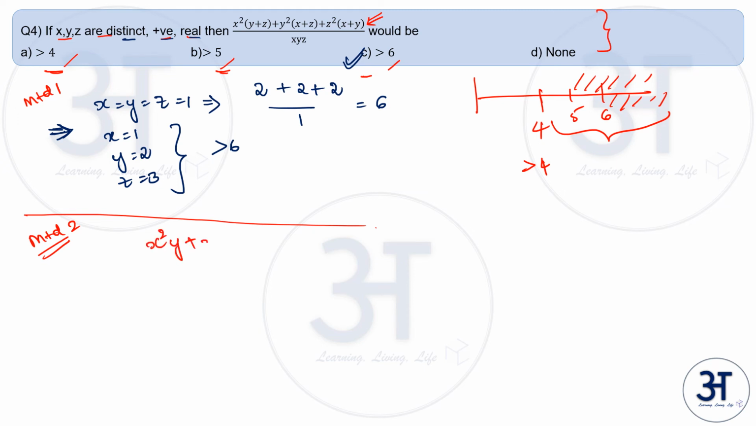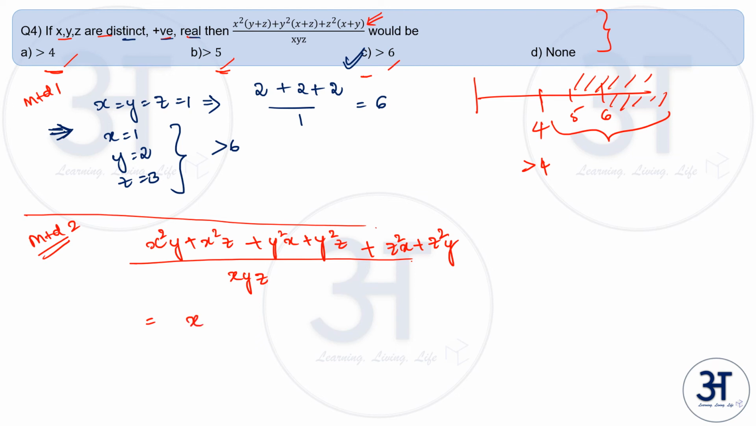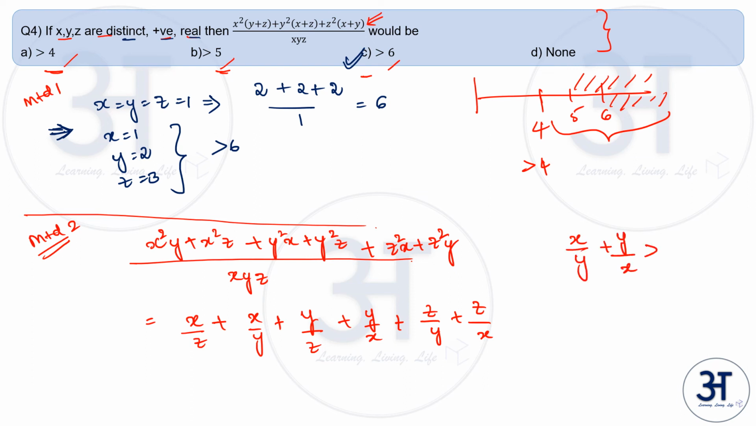x square y plus x square z plus y square x plus y square z plus z square x plus z square y, the whole divided by xyz. So if you break each term, it gives you x by z plus x by y plus y by z plus y by x plus z by y plus z by x. Now you have to just remember one thing here: x by y plus y by x is greater than 2.